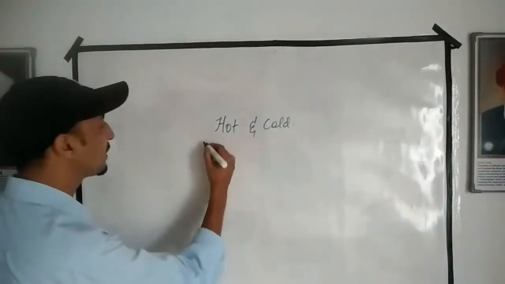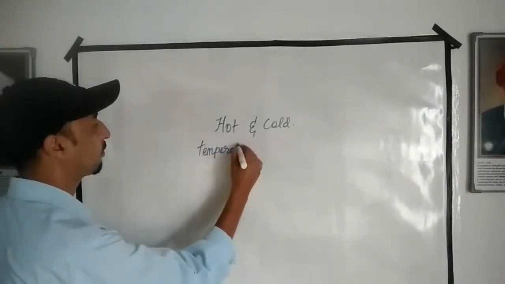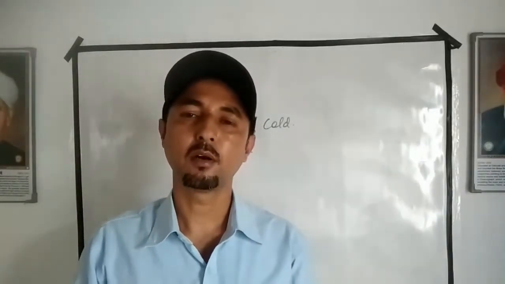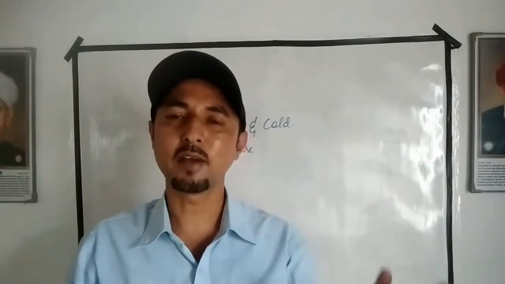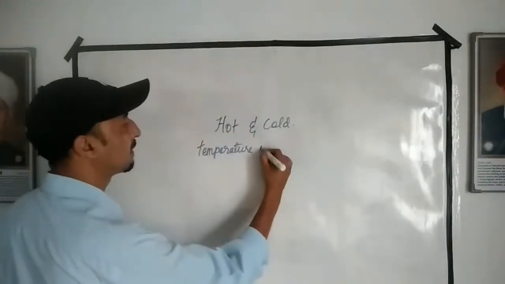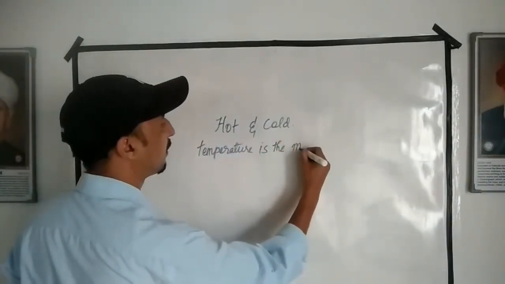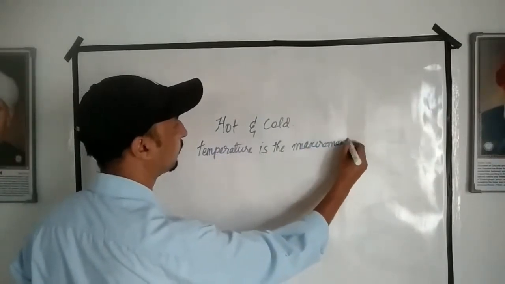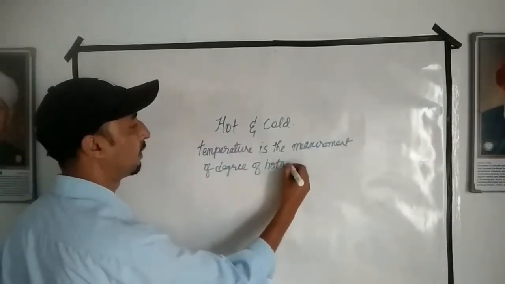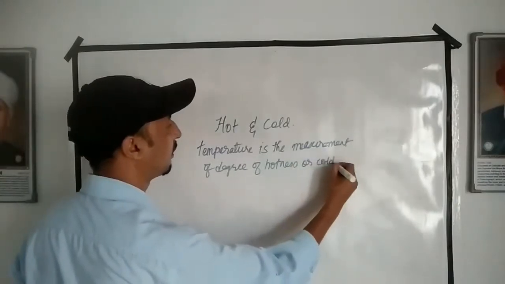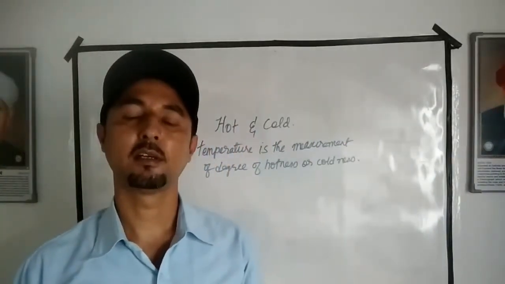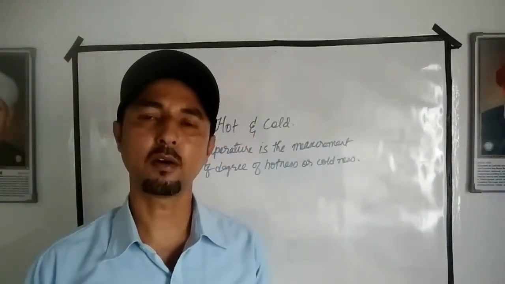The word temperature defines whether it is hot or cold. It may be a substance or the environment or any liquid or any solid object. So temperature is the measurement of degree of hotness or coldness. We define temperature as a degree of hotness or coldness.